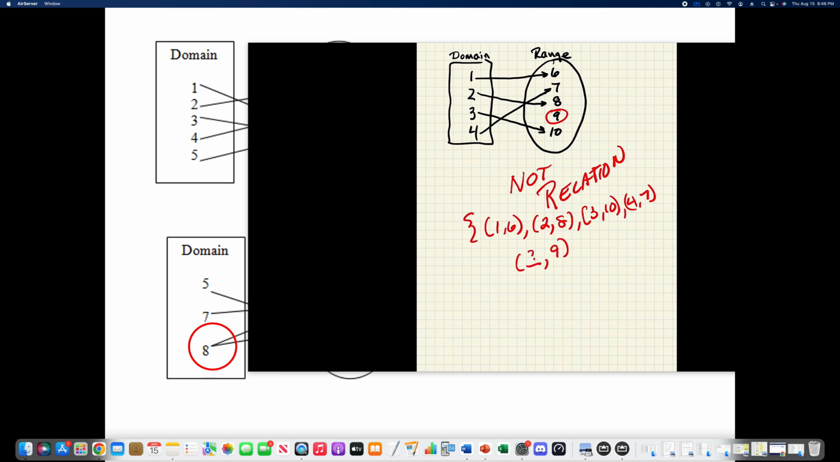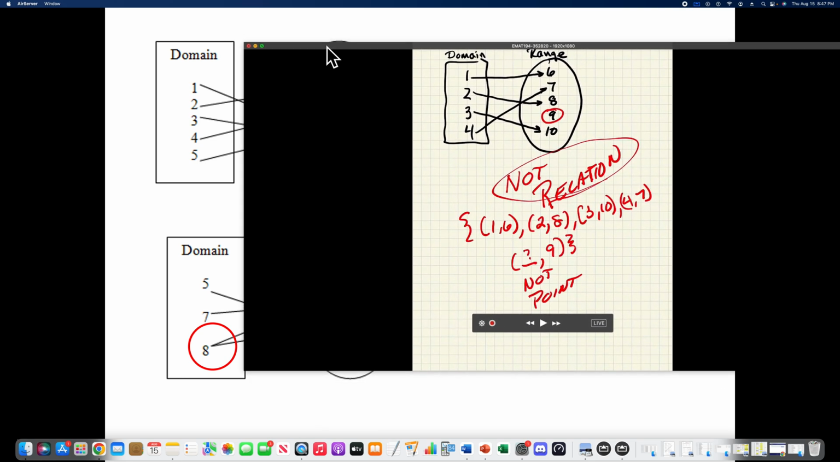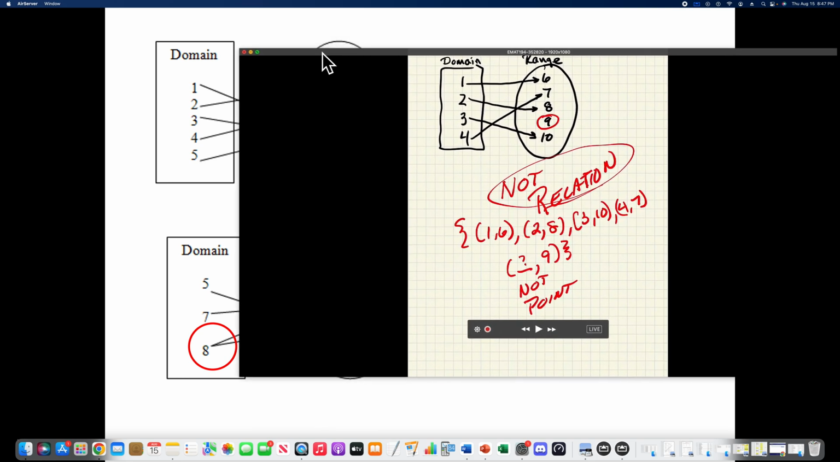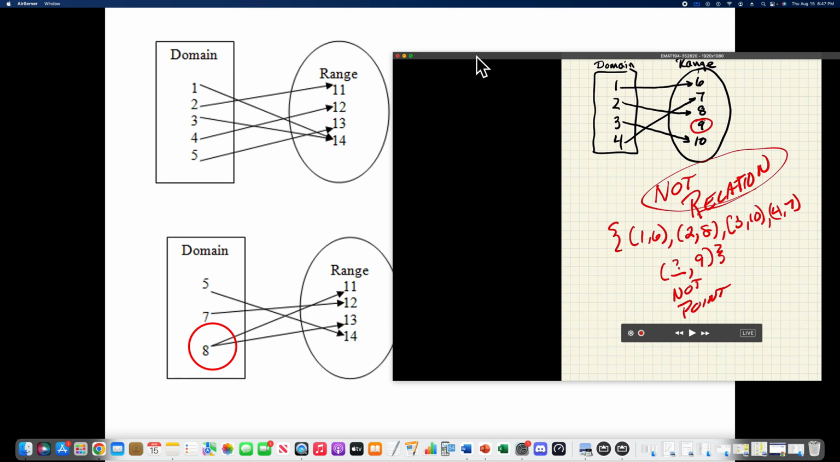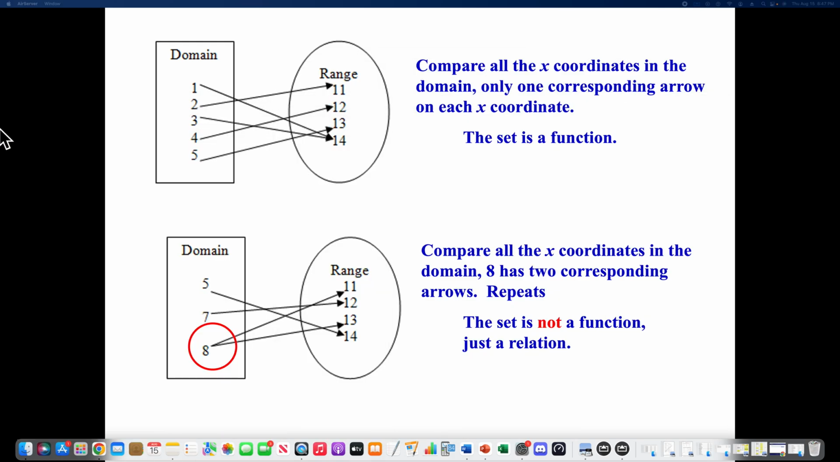Who's matched up with my 9? This is not a point. So if I don't have a point, I can't even have a relation. So there's no way this can be a function. So don't listen to anybody who says, oh, you just have to look at the arrows. No, you don't. You got to see where the arrows go to. If we have a missing value not matched up with, it's not even a relation.